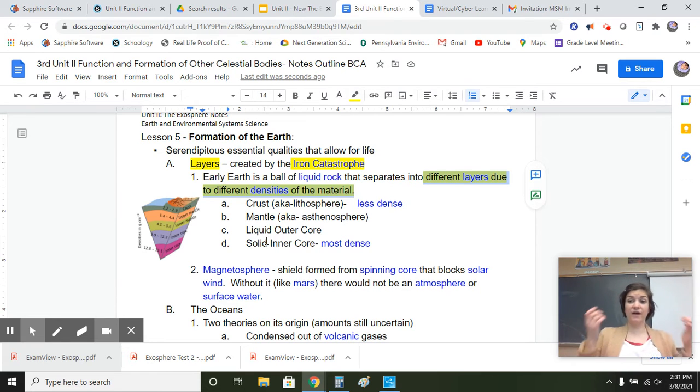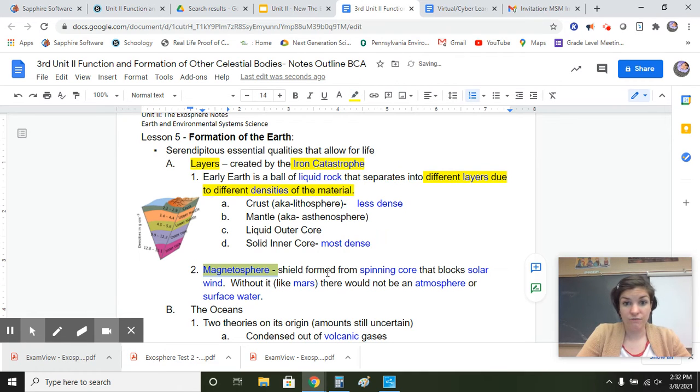Just like if you've ever worked on something that has a generator, you'll know that there's metal surrounded by metal that moves around it. That motion is what's happening inside Earth. You have this liquid iron moving around solid iron, and that's going to create a shield around us called the magnetosphere. A shield formed from the spinning core that blocks solar wind.